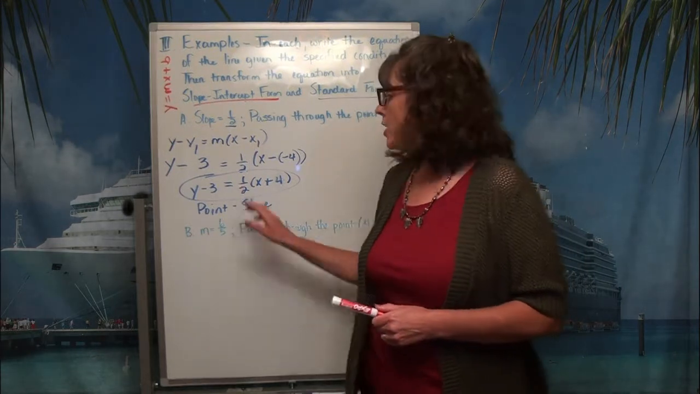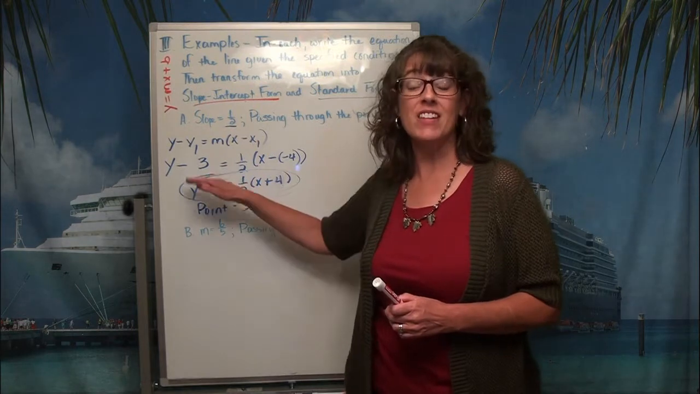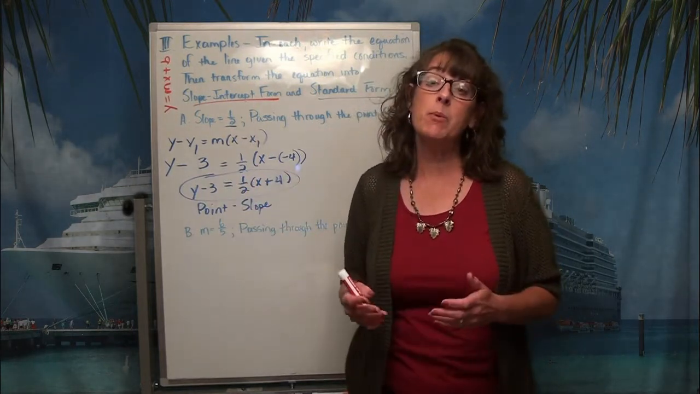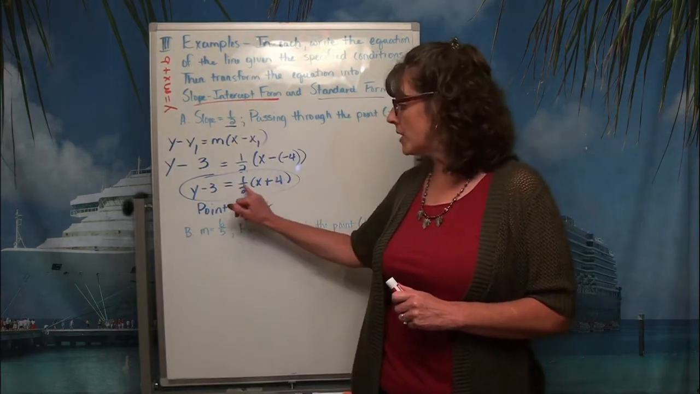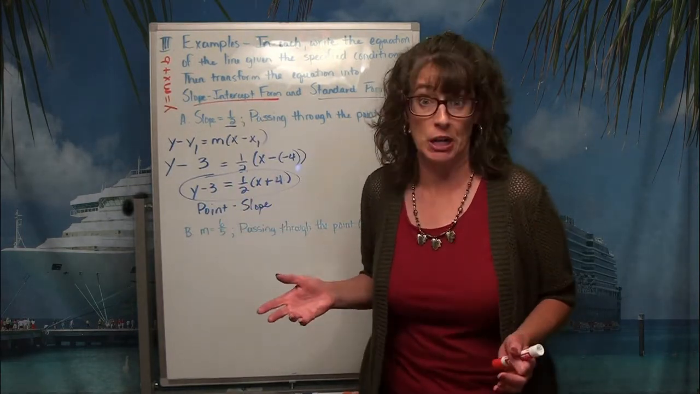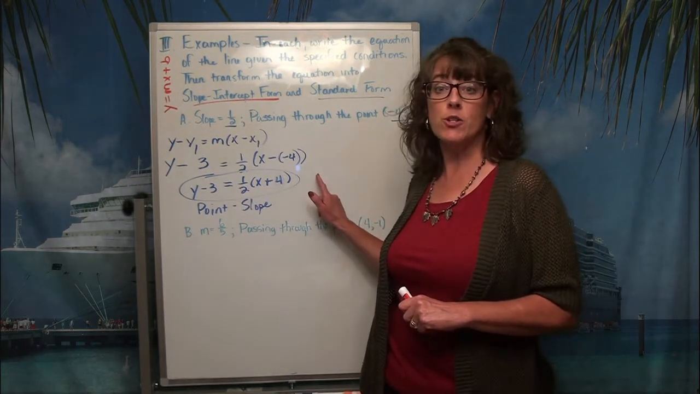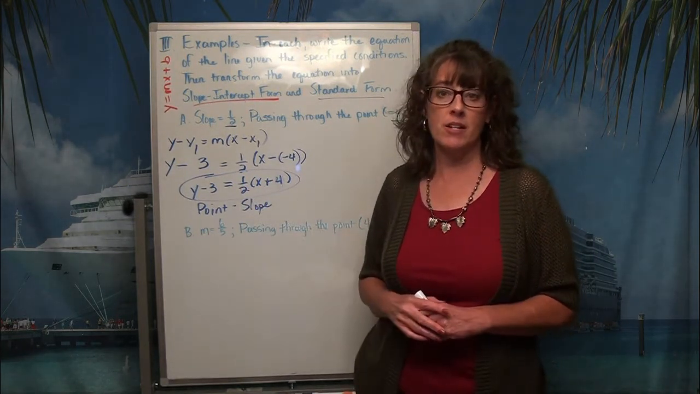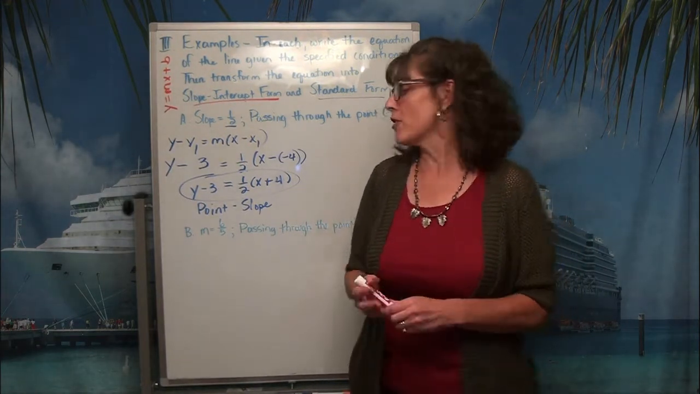I tend to go ahead and distribute first and then slide that 3 over, because a lot of people make mistakes doing this. They'll slide that 3 over, and then when they distribute through, they actually do get kind of excited about distributing, and they distribute all the way back here to the 3. That's a common mistake that I see. So to prevent that mistake, I'm going to distribute first and then slide the 3 over.